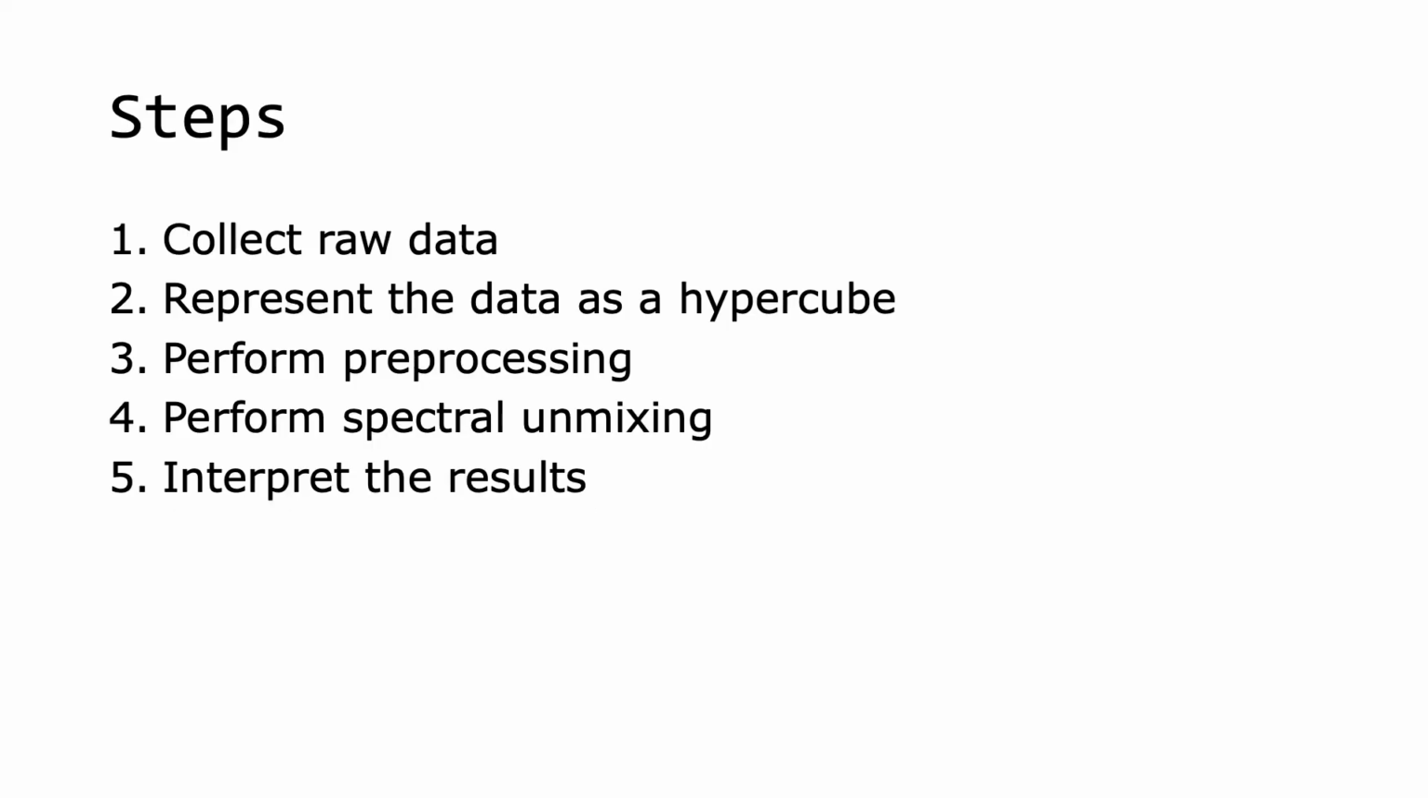How do we go about actually processing this hyperspectral image data? There are a few steps. We can collect the raw data, represent the data as a hypercube, perform pre-processing to denoise and sharpen the images, then perform this special step called spectral unmixing, and lastly, interpret the results.